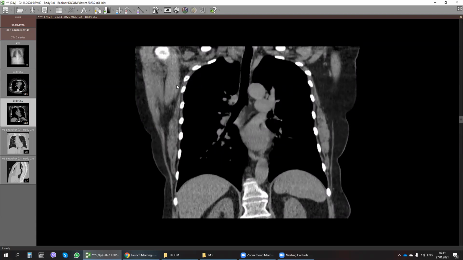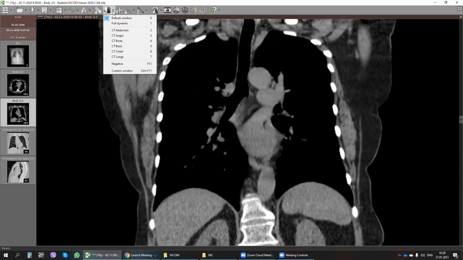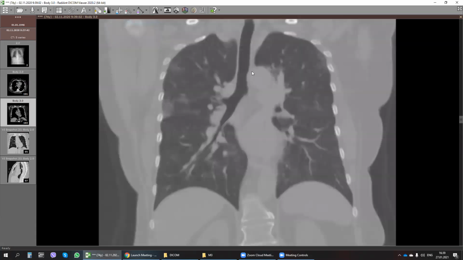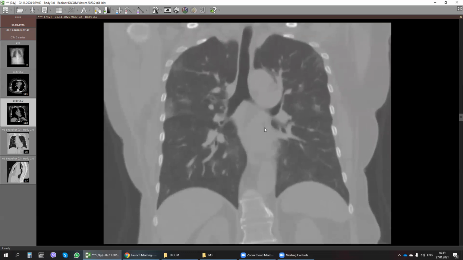In order to visualize better different systems of the organs, we may use different windows for different system of the organs. In this case, we see the full dynamic window, and you can see that it lacks contrast between the structure. Soft tissue are more gray, the lung tissue darker, so it's not very comprehensive to assess. For instance, parenchymal organs, internal organs, it's a little bit difficult. That's why we may narrow the window of the Hounsfield units in order to better assess different system of the organ.